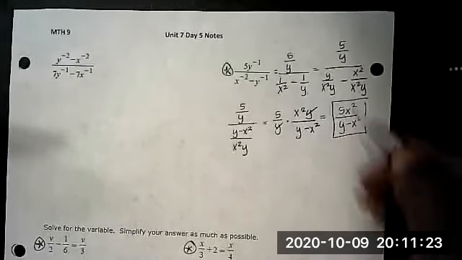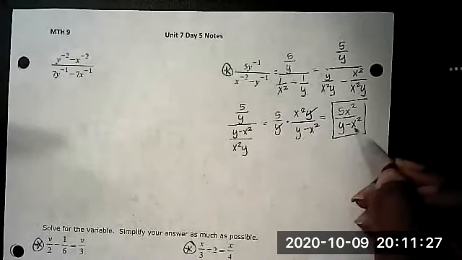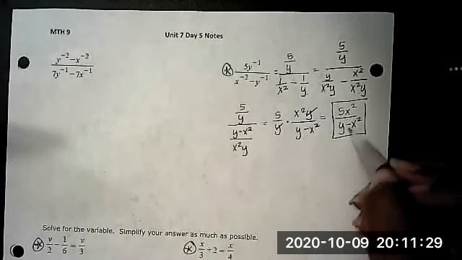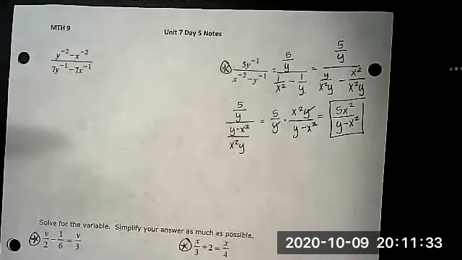That is it. Why can't you cancel those x squares out? Because this one has a minus in between. That means they're married to each other. You can't just get rid of one of them. Nope. We leave it that way.